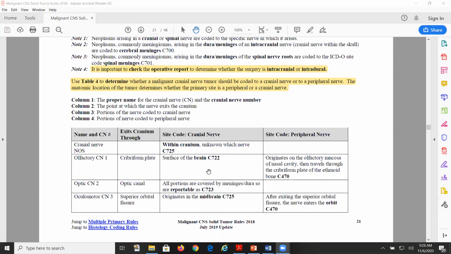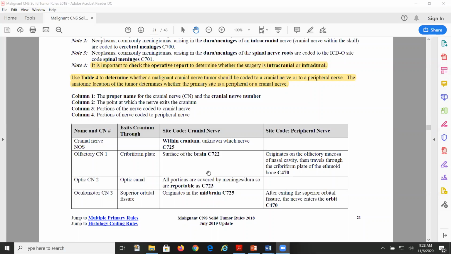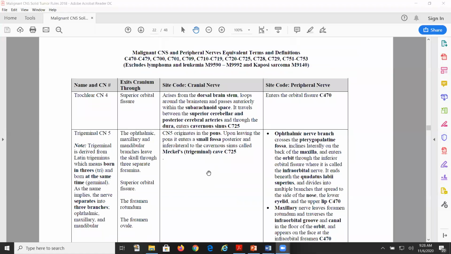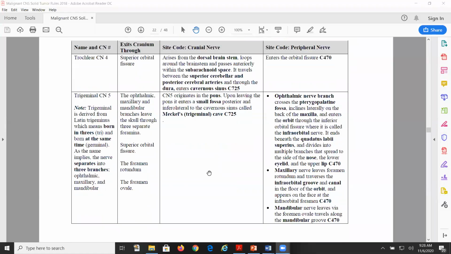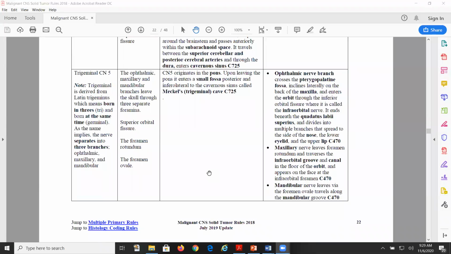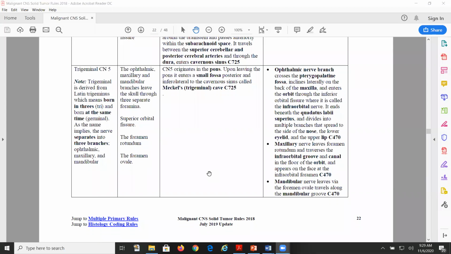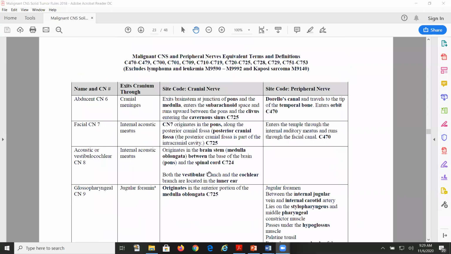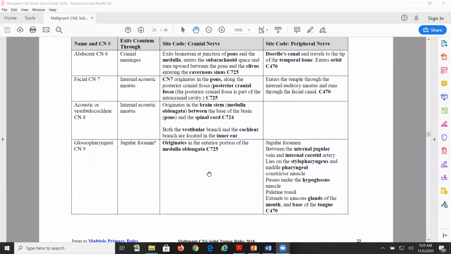So there's a lot of detail here, and I will leave review of this table to yourselves, as it would take a great deal of time to go through it. And just remember, once the tumor exits the cranium and becomes extracranial and a peripheral nerve site, it would have to have a behavior of 3 in order to be reportable.